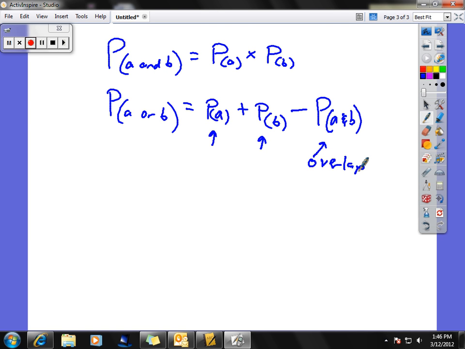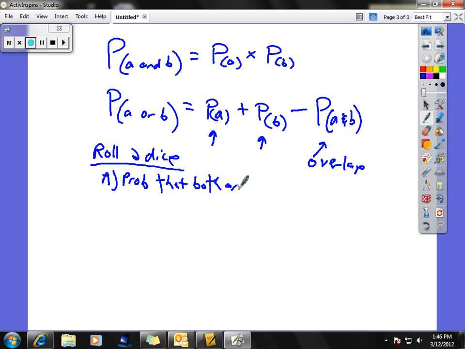So let's say that we roll 2 dice again. And let's say what's the probability that both are odd? So is that A and B or A or B? That's and, because they both have to be odd, okay?